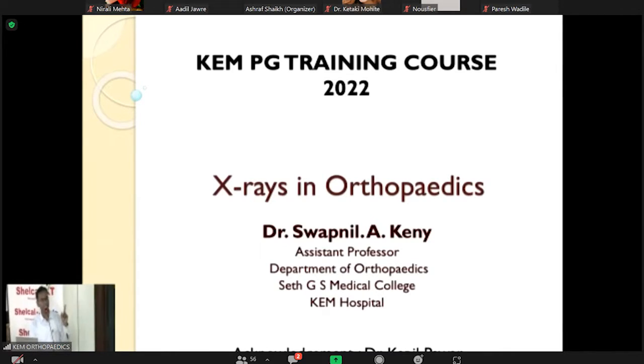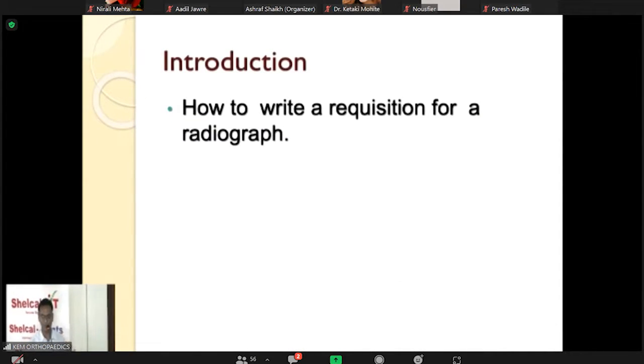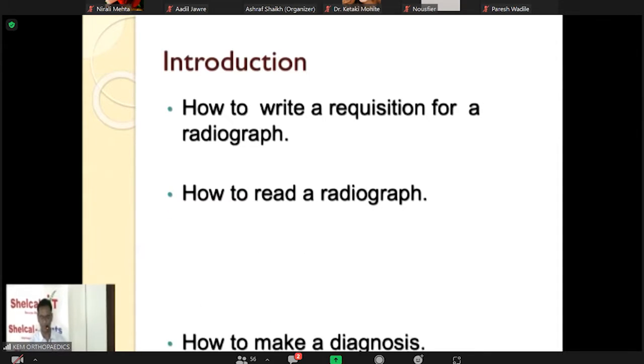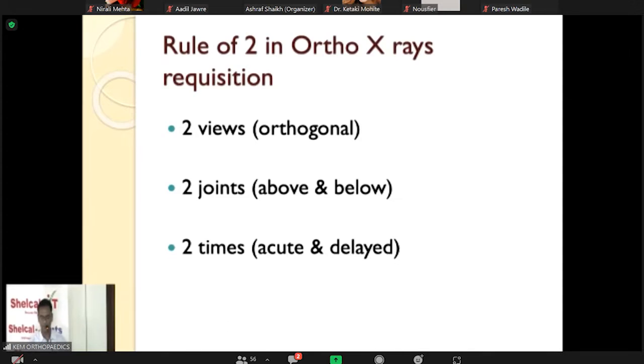Now, we'll be dealing with X-rays in and out during the exam. It's not only the table vivas, but all your long cases, short cases, everywhere. So what we are going to deal with is how to request an X-ray, how to read it, and how to make a diagnosis out of it. So, requisition.